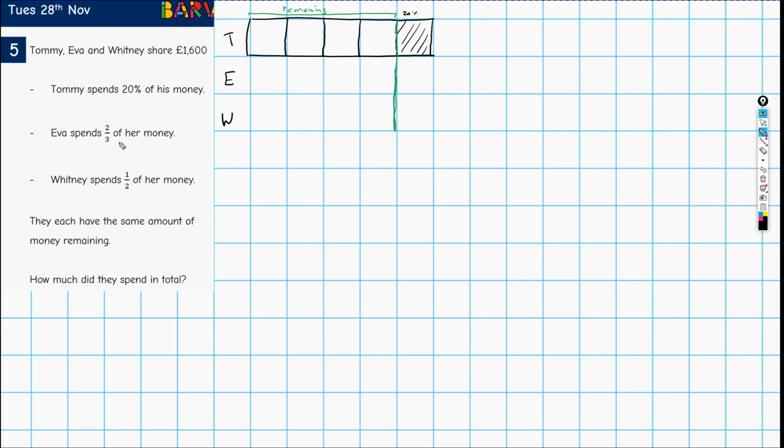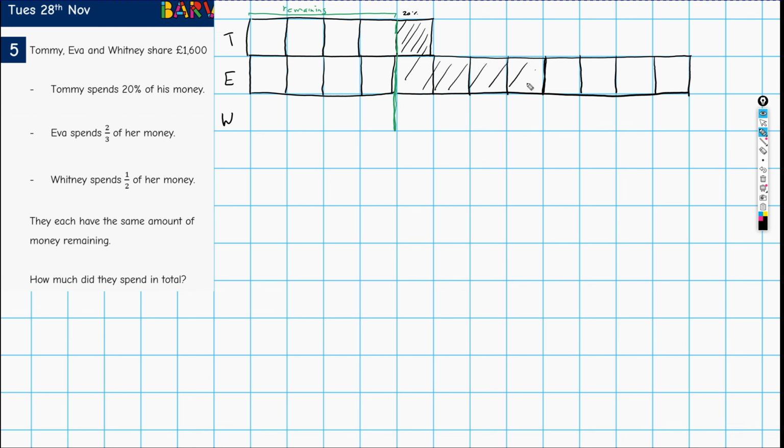We're told that Eva spends two-thirds of her money. That means she must have one-third remaining. So what is one-third? Well, one-third is 1, 2, 3, and 4 parts. So 1, 2, 3, 4 is the second third, and 1, 2, 3, 4 gives the whole of Eva's original amount. So this is the two-thirds that Eva spent.